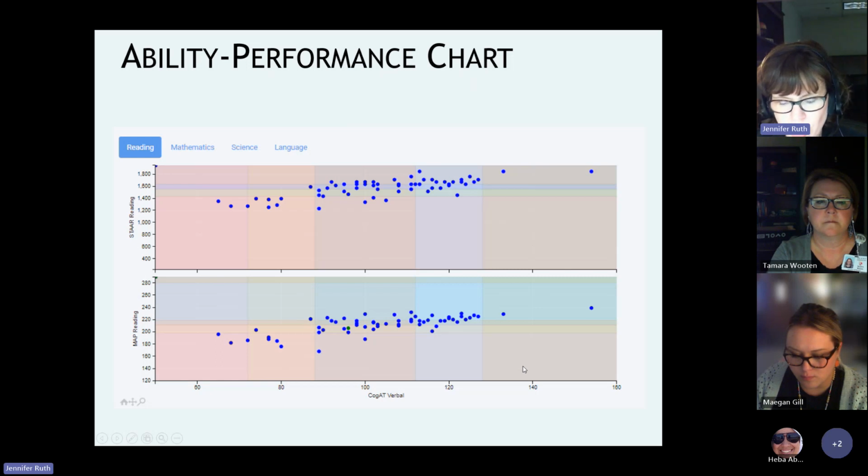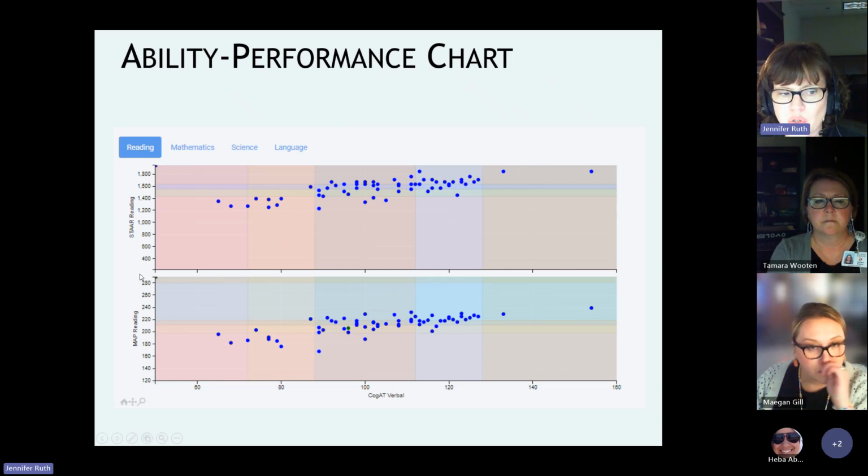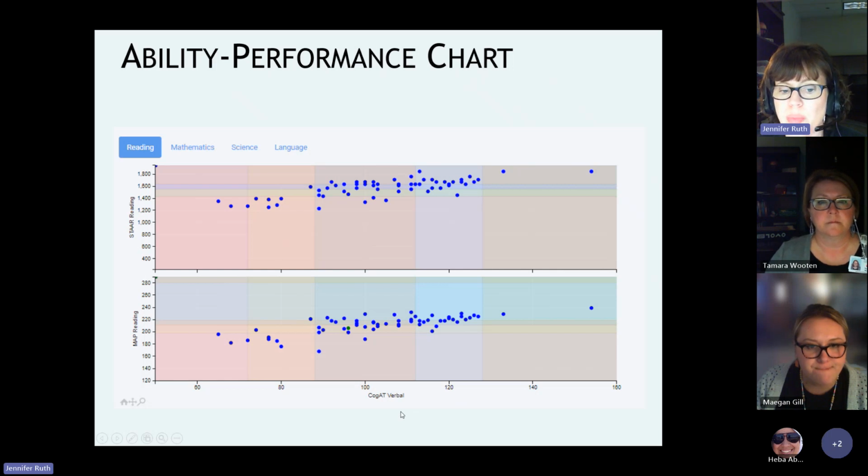So this report has CogAT scores on the horizontal axis and then MAP scores on the vertical axis. It has reading up here for STAR and MAP reading down here. It defaults to showing you reading achievement, which is compared to CogAT verbal, but you can switch to math achievement compared to CogAT quantitative, or science, which is compared to CogAT nonverbal.